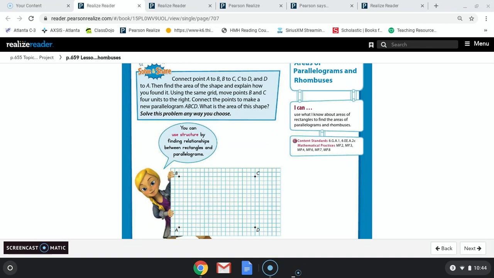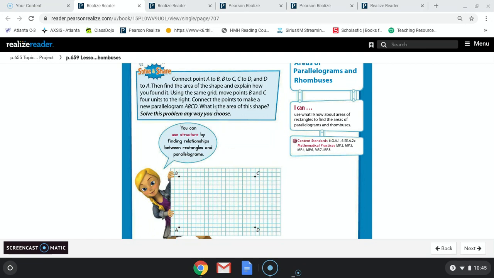Okay, moving from there, it asks us to use the same grid and move points B and C 4 units to the right. So if I take B and I go 1, 2, 3, 4 units and I plot it right here, I'm going to have a diagonal line from where the new point of B is. And in the same way, if I do that with C, I'm going to move it 4 spaces and have another diagonal line from where it is now.